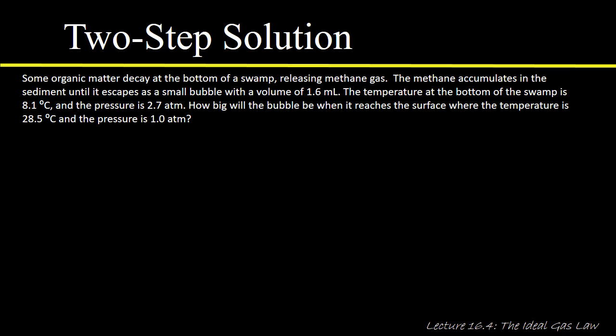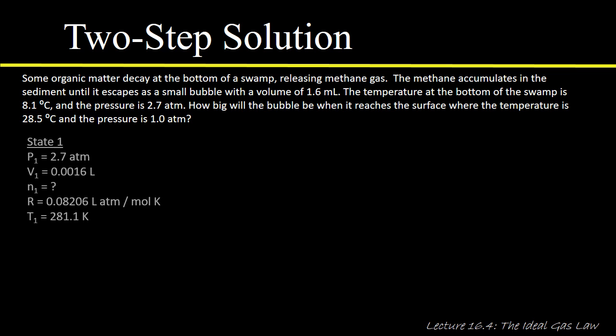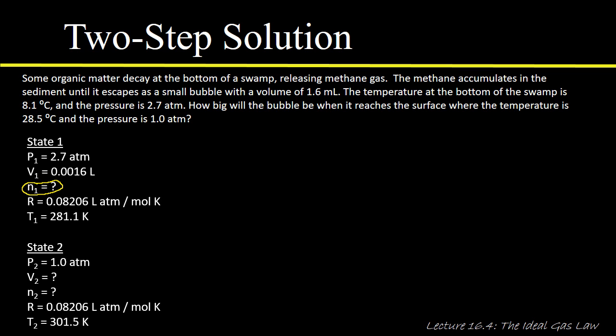And the first thing we have to do is collect our variables. So state 1 describes that bubble at the bottom of the swamp. We've got 3 of the 4 variables, but it didn't tell us anything about the number of moles. So n is a question mark. In state 2, as the bubble reaches the surface, we have information about 2 of the variables, but now there are 2 that we're missing, volume and number of moles. Okay. So we can't go directly to state 2 and do the calculation because we're missing 2 of the variables.